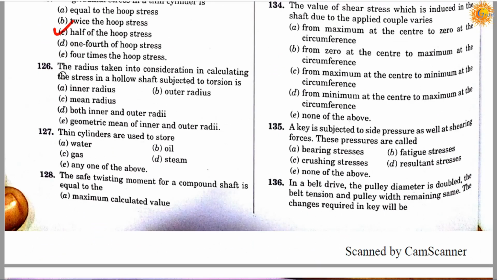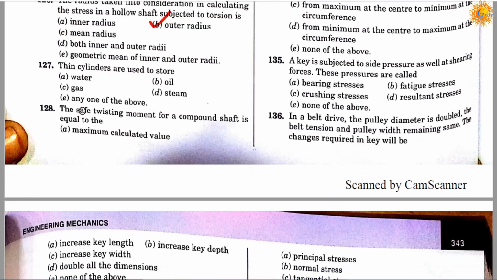Question number 126. The radius taken into consideration in calculating the stress in a hollow shaft subjected to torsion is: option A inner radius, option B outer radius, option C mean radius, option D both inner and outer radii, option E geometric mean of inner and outer radii. Correct answer is B, it will be outer radius.